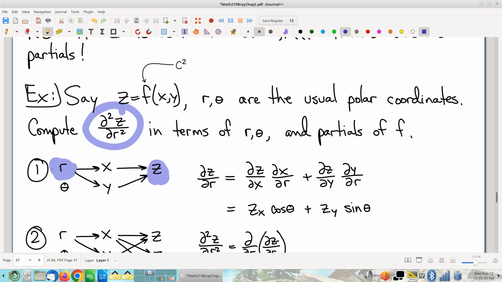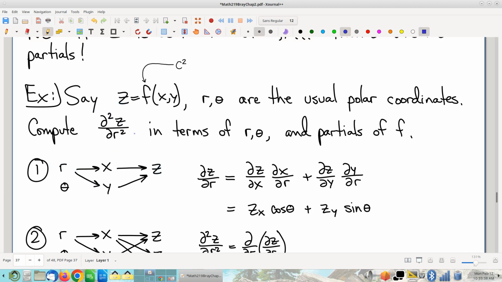And now you can see the problem. We're trying to take a second derivative through a composition. We're kind of hoping to use a second derivative chain rule or something here. Right? So let's see how this plays out.